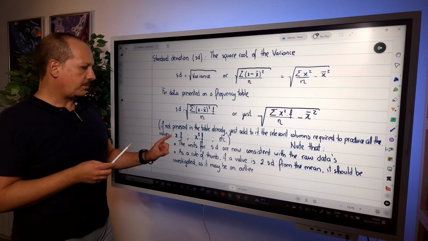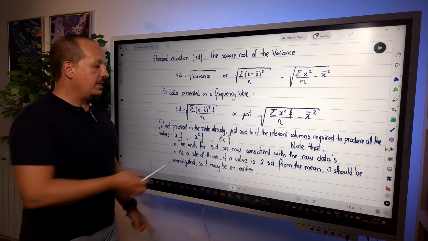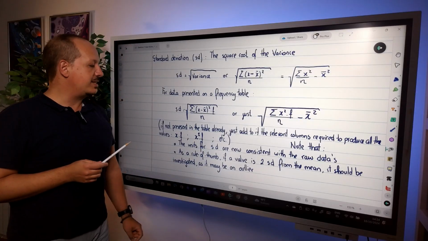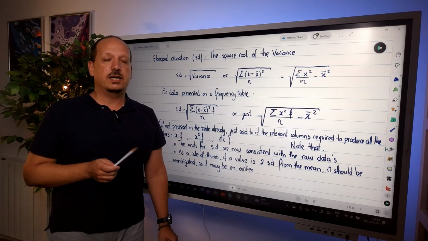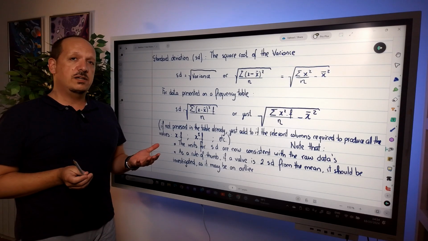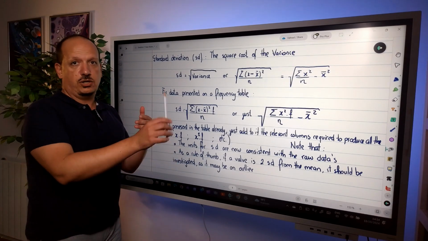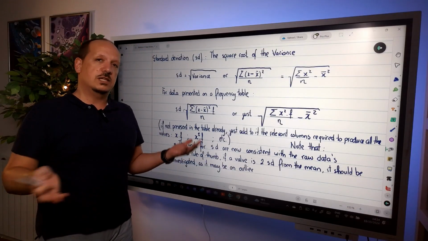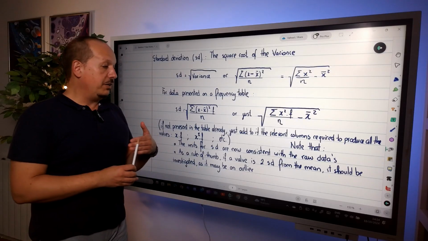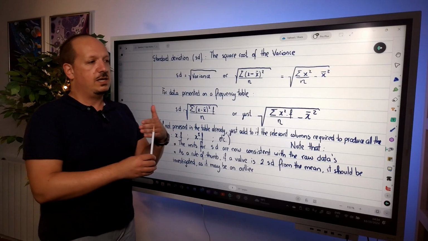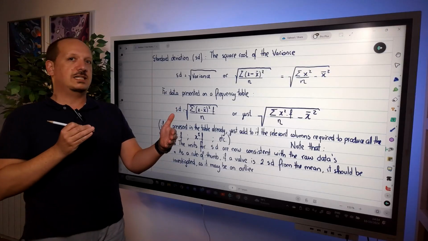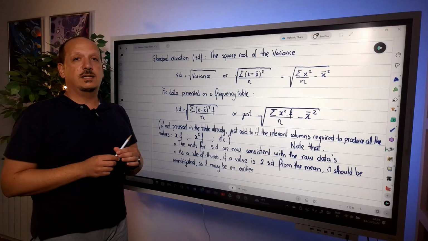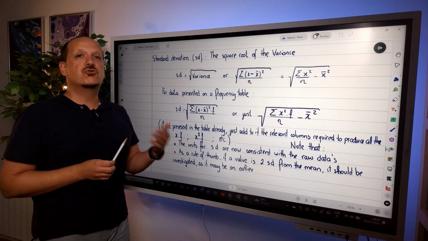Very important over here, as a rule of thumb, if a value is 2 standard deviations from the mean, it should be investigated as it may be an outlier. How do you know if a value is an outlier? Measure the deviation of that value to the mean. Obviously you need to calculate the standard deviation first. If it is bigger than 2 standard deviations, either in the positive direction or the negative direction, it should be investigated as it may be an outlier. It is for sure an extraordinary value.